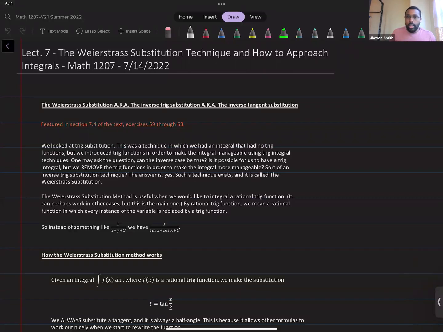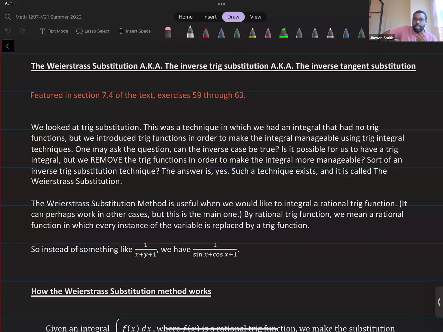So such a thing is called a Weierstrass substitution. It's named after a mathematician by the name of Weierstrass. And it's essentially like an inverse trig substitution, or sometimes we call it an inverse tangent substitution. And that's because it uses specifically the inverse tangent. So it turns out by doing this, you can actually undo trig functions from an integral and turn it into something without trig, and actually do it easier.